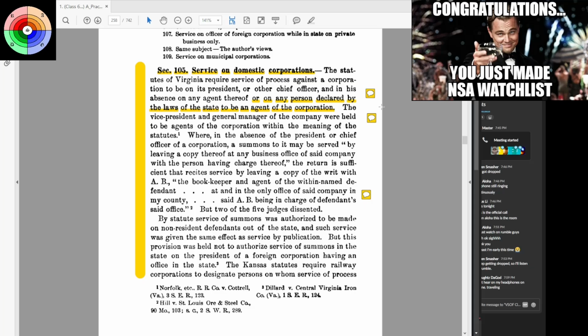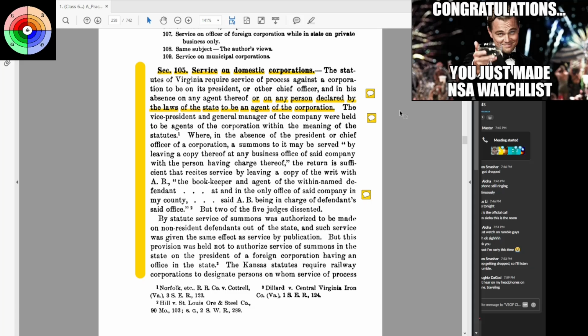Okay. All right, to continue. The vice president and general manager of the company were held to be agents of the corporation within the meaning of the statutes, where, in the absence of the president or chief officer of a corporation, a summons to it may be served, quote, by leaving a copy thereof at any business office of said company with the person having charge thereof. And we'll get into that in a second too. Who's actually in charge of the office.